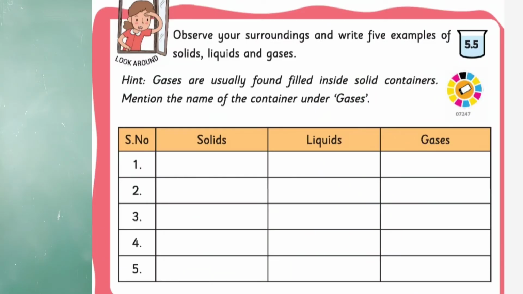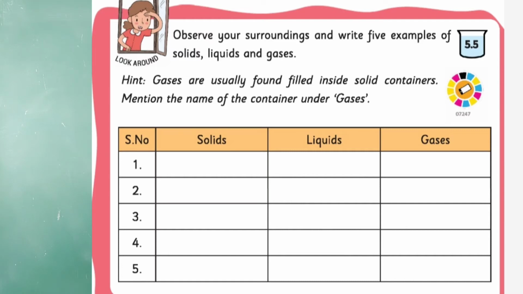Observe your surroundings and write 5 examples of solids. They have given a hint. Gases are usually found filled inside solid containers. Mention the name of the container under gases. So they have given serial numbers 1 to 5, with solids, liquids and gases in 3 columns.